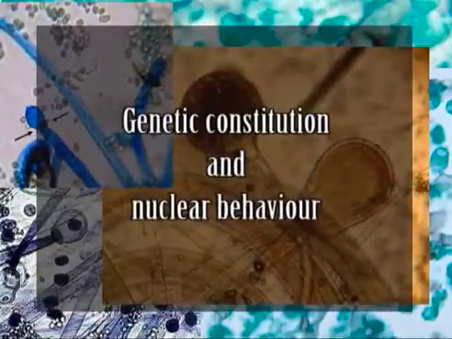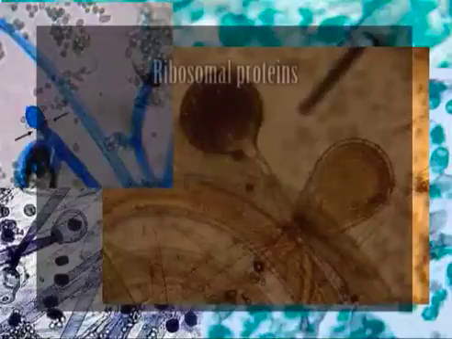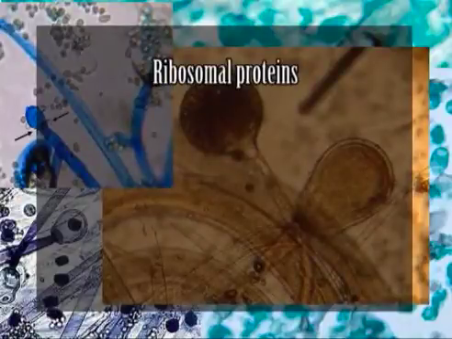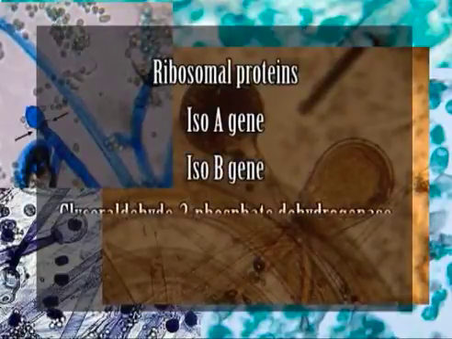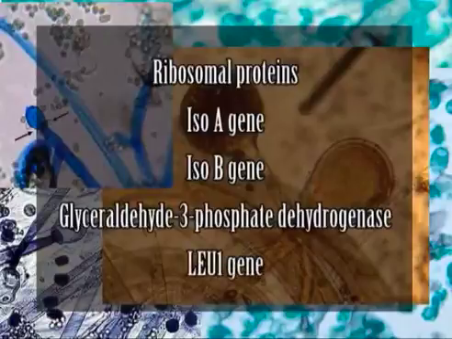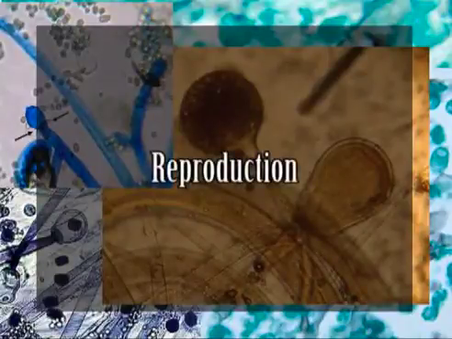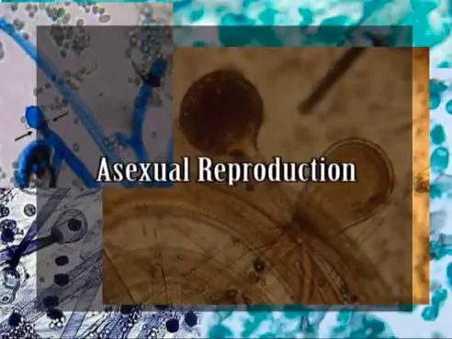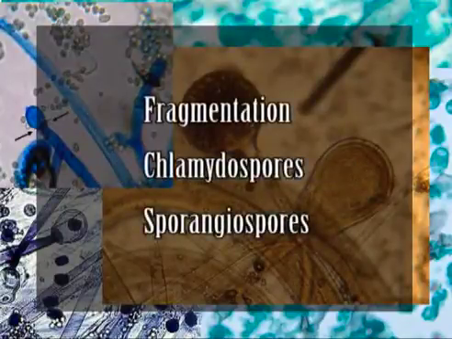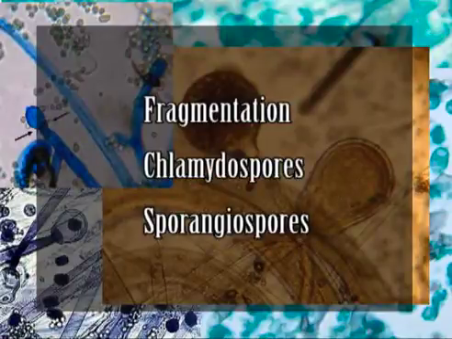Genetic constitution and nuclear behavior. Many of the proteins and genes of Mucor have been sequenced, which include ribosomal proteins, genes involved in isoprenoid biosynthesis, the isoA gene, the isoB gene, the gene encoding glyceraldehyde 3-phosphate dehydrogenase, the LIV1 gene, etc. The fungus reproduces both asexually and sexually. Number 1, asexual reproduction. Fragmentation, chlamydospores and sporangiospores are the methods of asexual reproduction.